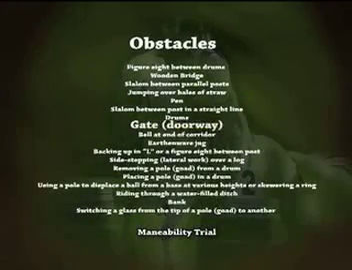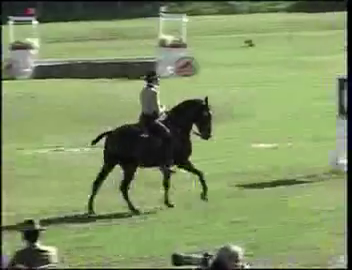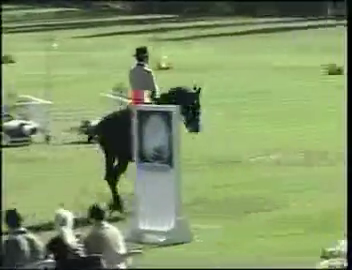Gate. The gate should be constructed from wood and wire mesh and be closed with an iron hoop. The obstacle should be performed as follows.